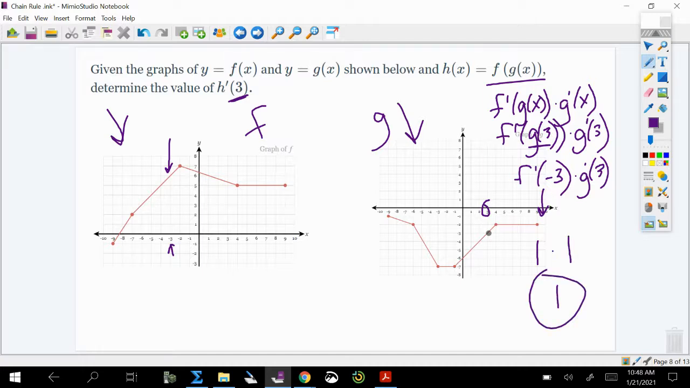which is 1. So when you're doing them visually, keep in mind when it asks you to find f or g of an x value, that is just the y value. When it's asking you to find an f prime or a g prime of a particular number, that is asking for the slope of the function at that x value. And that's how you do generic, both table and visual chain rules.